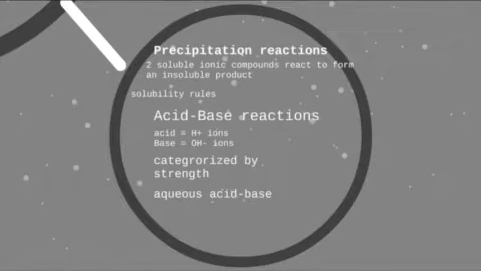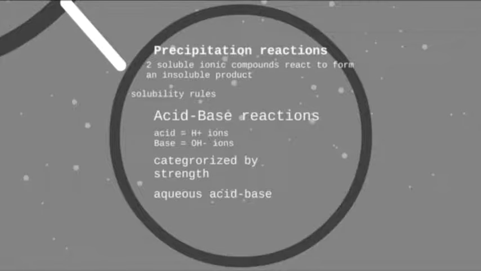Aqueous acid-base reactions involve water as a reactant or product. Acids and bases are categorized by strength, which is determined by how much they dissociate into ions in water. Strong acids/bases dissociate completely, while weak acids and bases do not.